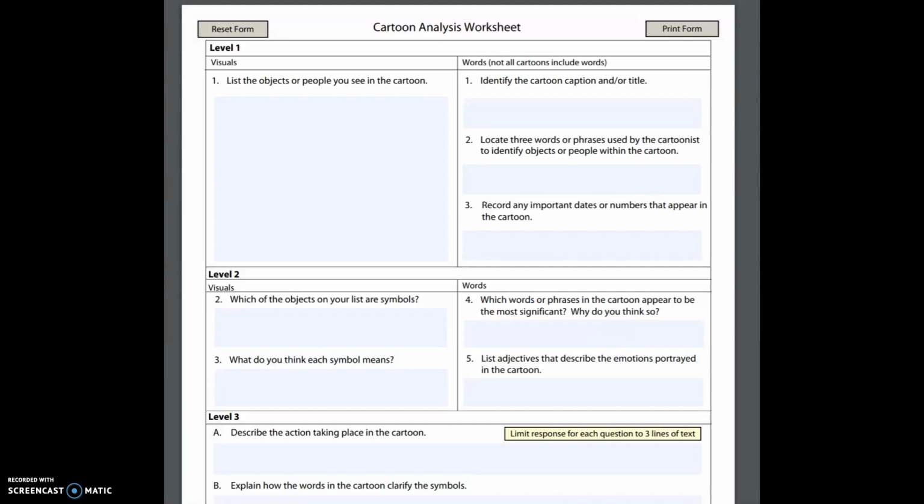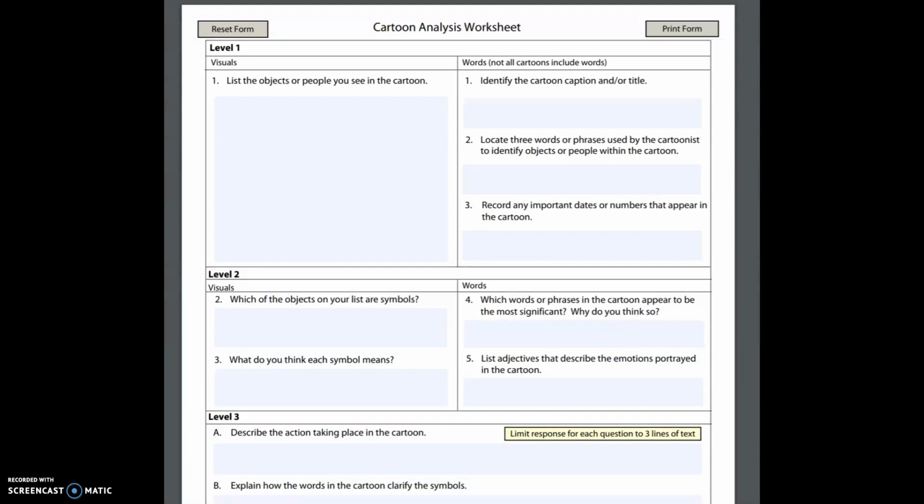Next, in level 1, you're going to look at the words, and it's important to remember that not all cartoons include words, but that doesn't mean that there's no words associated with the cartoon.